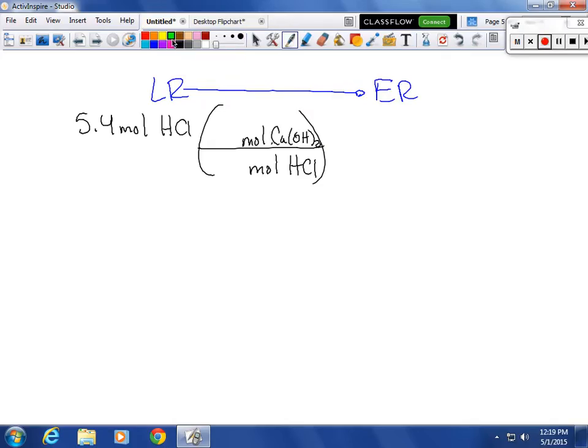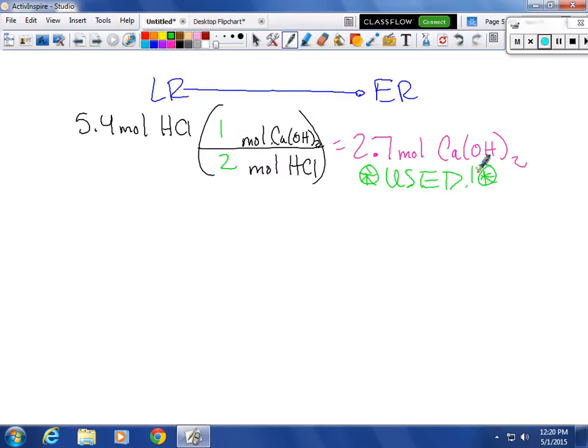Now, this is an easy step. Is this anything different from what we've ever done? What step is this? It's your mole to mole. What is your mole to mole top to bottom? It's 1/2, right? Yeah, it is 1/2. So this is going to be 2.7 moles of Ca(OH)2. And remember, this is how much was used, not remaining.